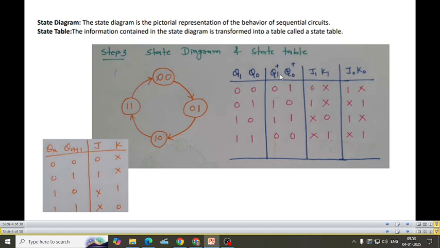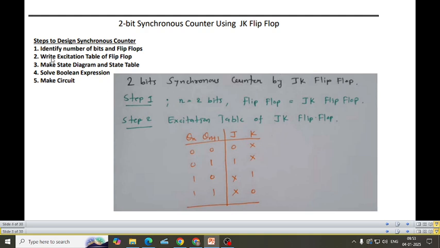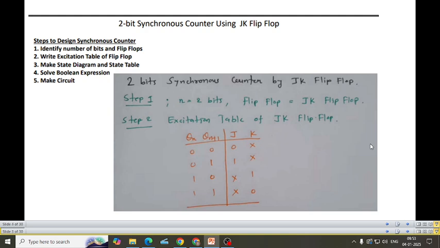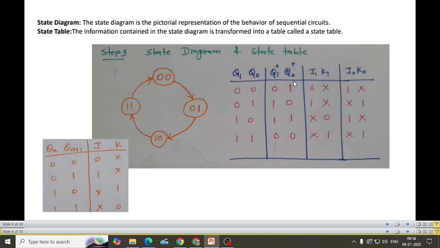Now, why have we taken the excitation table? You should ask me. Step 2, you need to write the excitation table, right? From the excitation table, you are going to fill the inputs of the JK flip-flops. How many JK flip-flops are we going to use? If n value is 2, it means I'm going to use 2 JK flip-flops. So this is my first JK flip-flop, J0 K0. This is my second JK flip-flop, J1 K1. Now I need to fill the data inside these JK flip-flops.